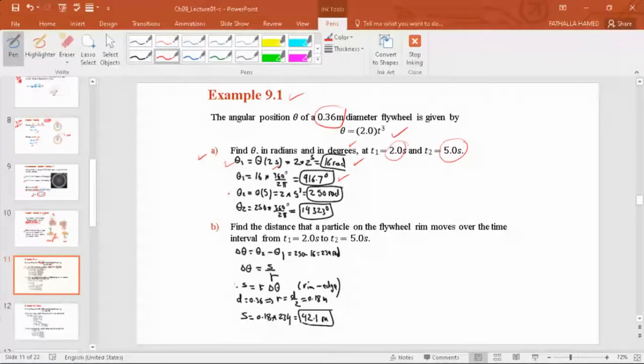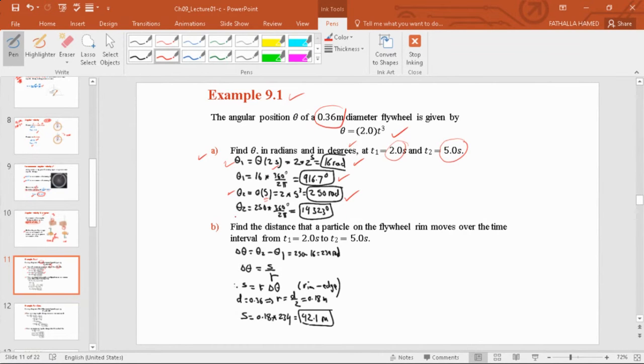Theta 2 is evaluated when t is equal to 5 seconds. So it's 2 times 5 cubed, and 5 cubed is 5 times 5 times 5, which is 125. And 125 multiplied by 2 will give you 250 rad.